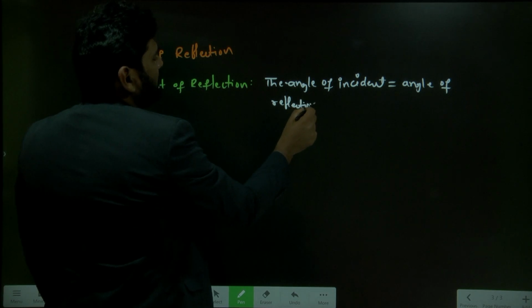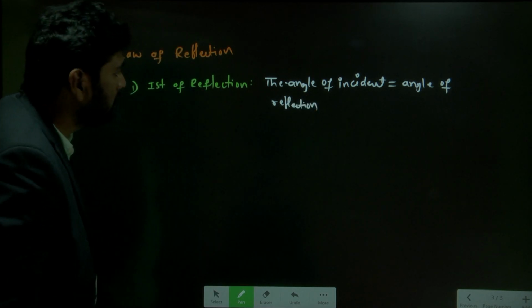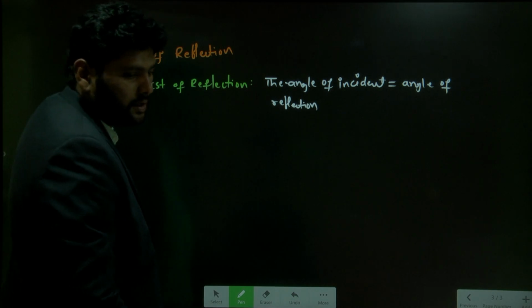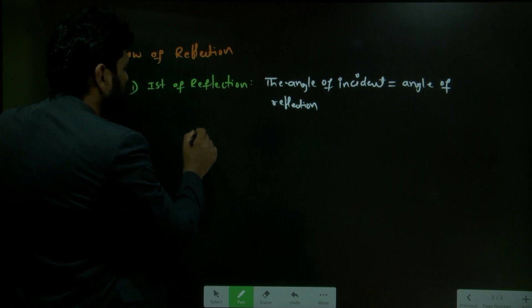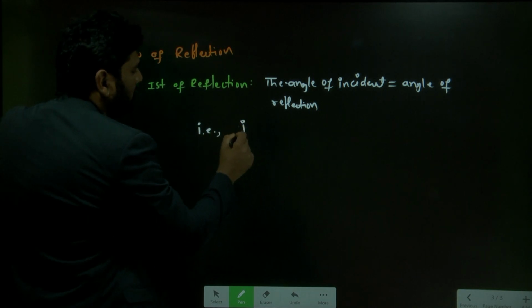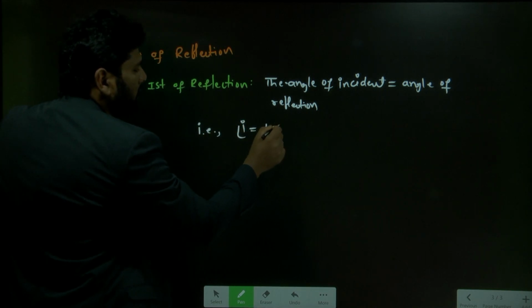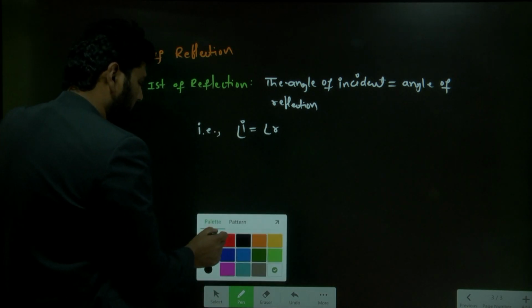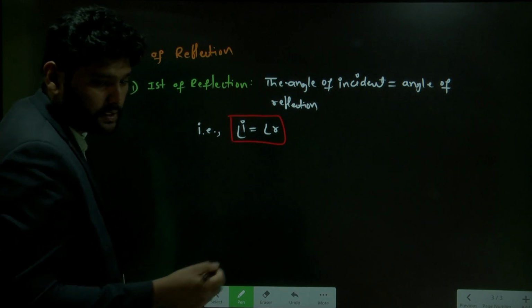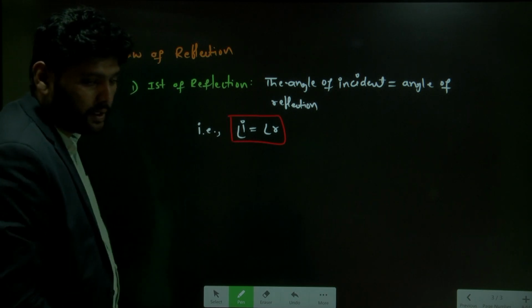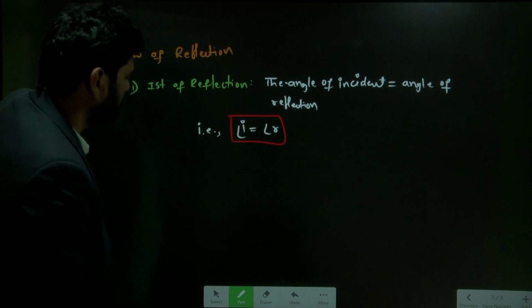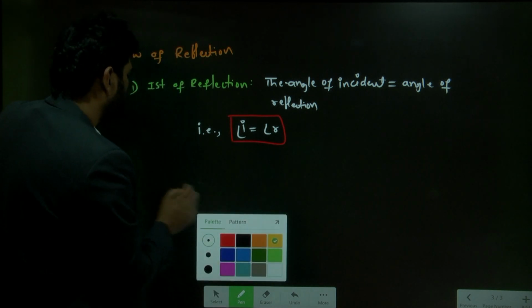What is the first law of reflection? Angle of incident is equal to angle of reflection. We can write it as an equation: angle i is equal to angle r. It is a very important relation. It appears very simple, but it is a very important equation.